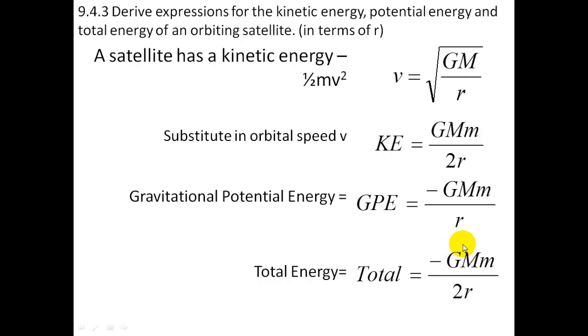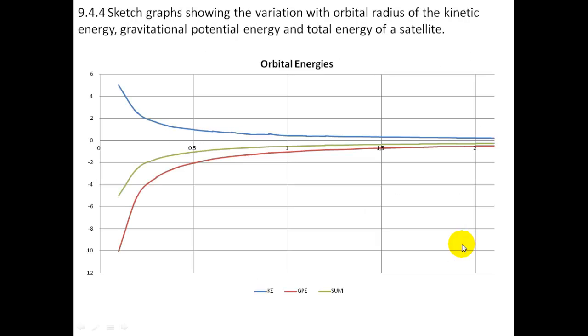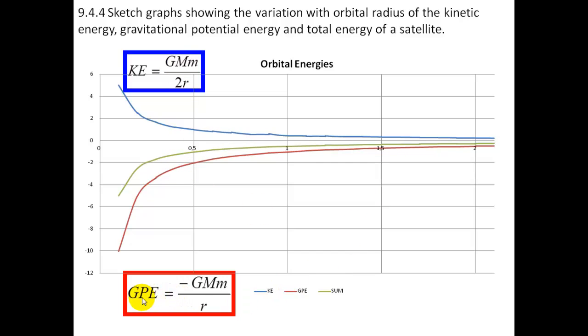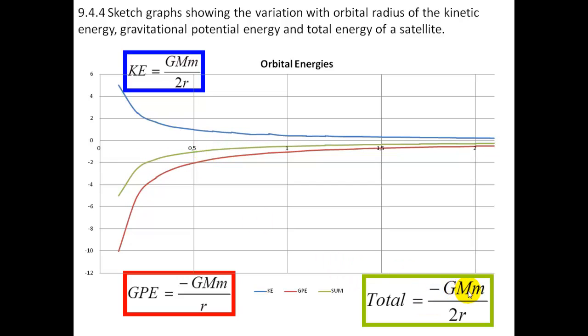We need to be able to represent this graphically with the kinetic energy, the potential energy, and the total energy. This is the kinetic energy. It's a positive value, which is GMm over 2r. The gravitational potential energy is minus GMm over r, so it's always a negative value. So the sum of these two values will always give this value, which is the sum of the kinetic energy and the potential energy, which will be minus GMm over 2r.